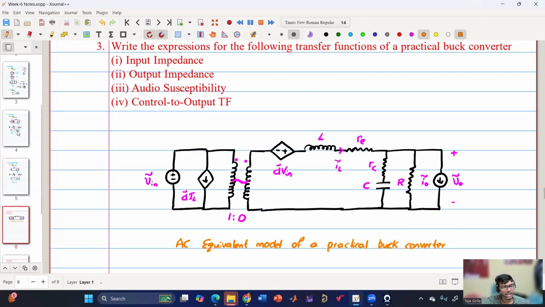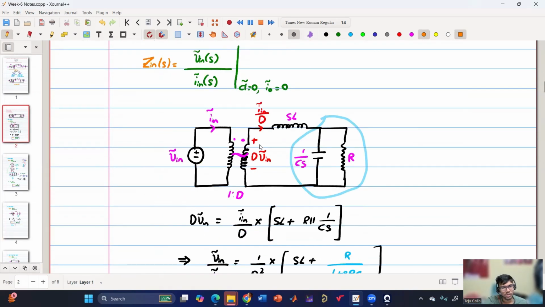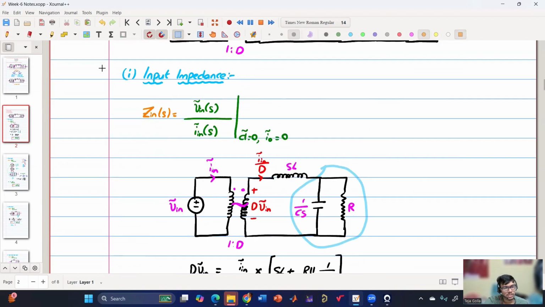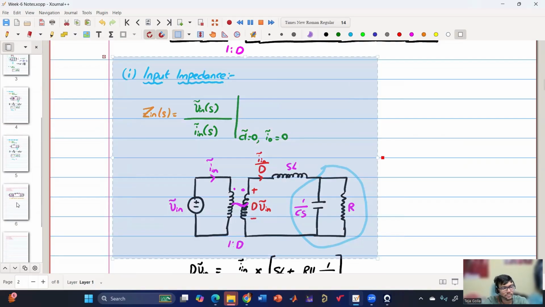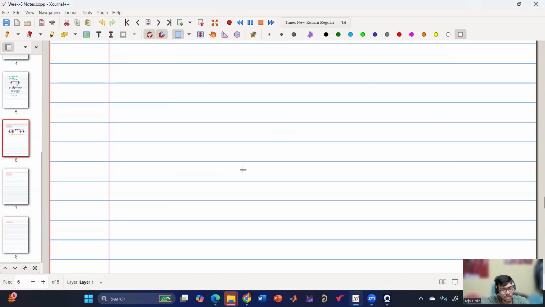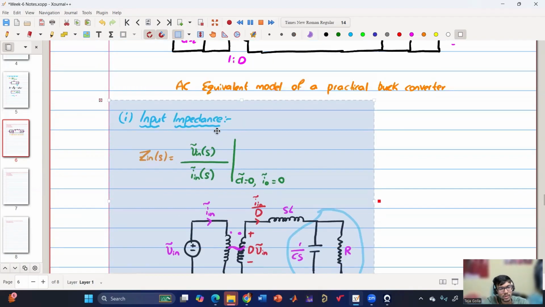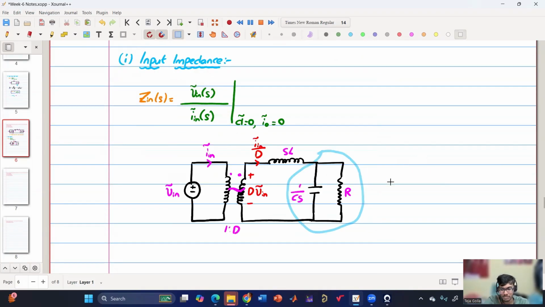So now we have to calculate the input impedance. Basically we can copy paste the circuit because we already know the expression. Let me just copy paste this so that our time will be saved. So we are starting from the input impedance. Okay, so now what additional terms will we be having?